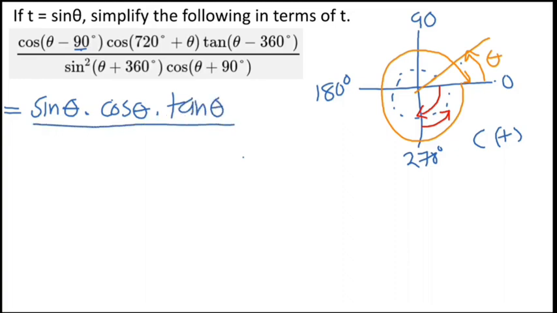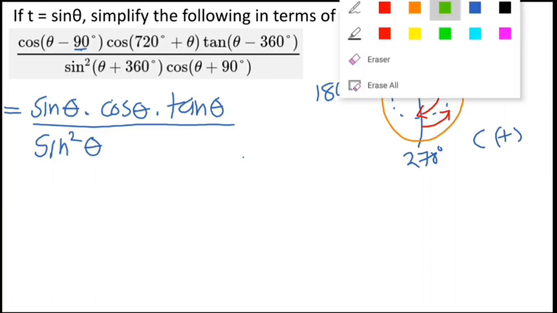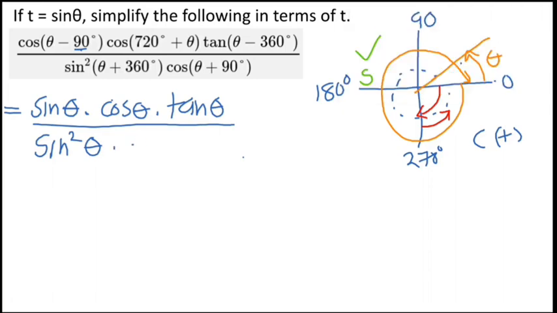All over sine squared theta plus 360. Theta plus 360, we go a revolution and then we come back, so it's the same as the sine squared of theta. Cos of theta plus 90. Theta plus 90 is in this quadrant. Only sine is positive in this quadrant. So this angle is negative for cos. So we're going to change it to sine and make it a negative sine. Okay? Times negative sine of theta.